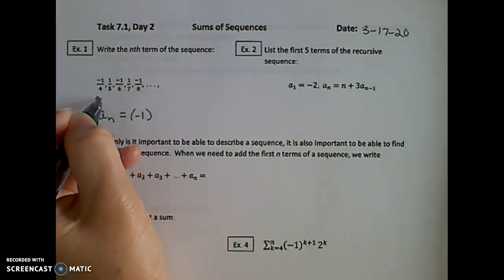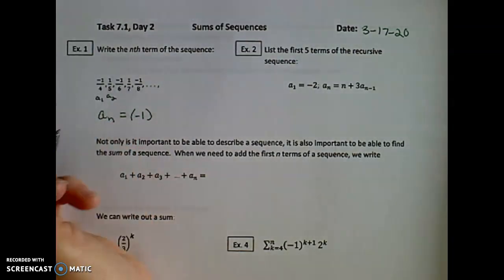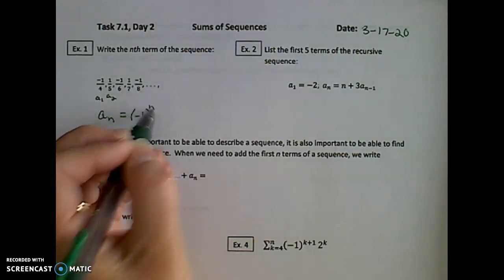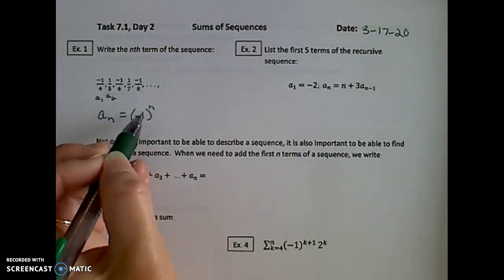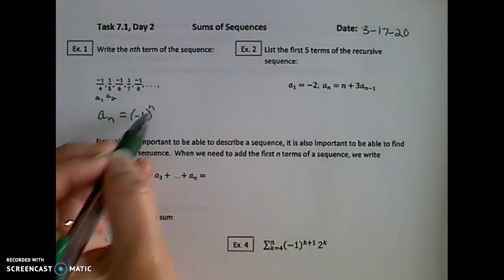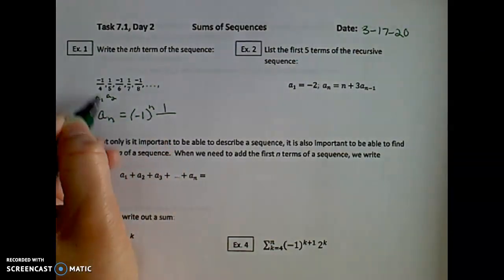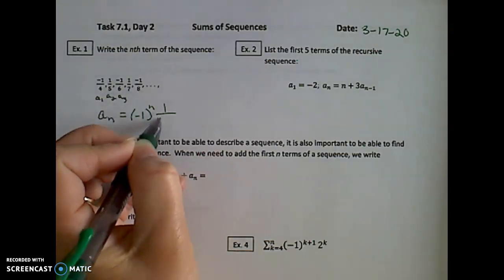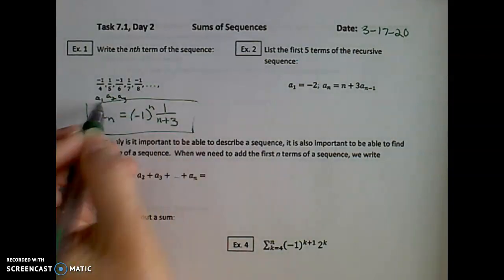Okay, when I plug in 1, I get a negative fraction. When I plug in 2, I get a positive fraction. So if I use that alternating pattern, I think it's safe to just plug in n, because my first term wants to be negative. My second term, squared, should be positive. It's always a 1 over. Plug in 1, I get 4. Plug in 2, I get 5. Plug in 3, I get 6. I'm taking the term number and adding 3. And I would write my general term as that.